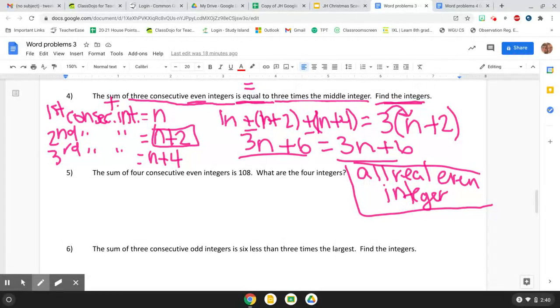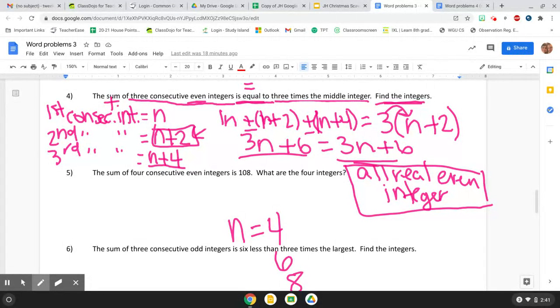But say for instance I didn't get infinitely many solutions, and I solved, and again, this is just pretend, say I got n equals 4. That would be my first integer. For my second integer, I'd go back up here: 4 plus 2, the next one would be 6. Then I go back up again: n, which is 4, plus 4 gives me 8. Those would be my 3 consecutive. So I need to make sure that I'm answering the question at the very end. In this case, find the integers. Well, it could be all real even integers.